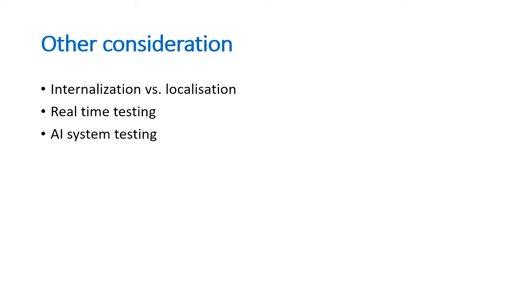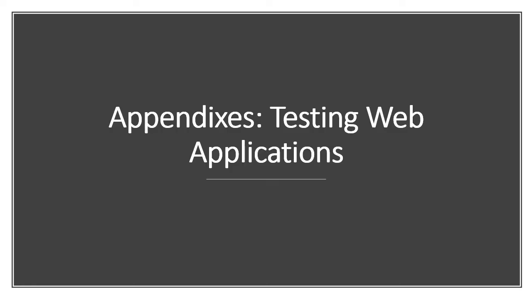Next, the real-time testing. We need to do it in real time to consider the different situations that we might have. And finally, AI system testing. Nowadays, most mobile apps are supported by artificial intelligence techniques, so we need to do this system testing as well. And I think that's it for the mobile app.